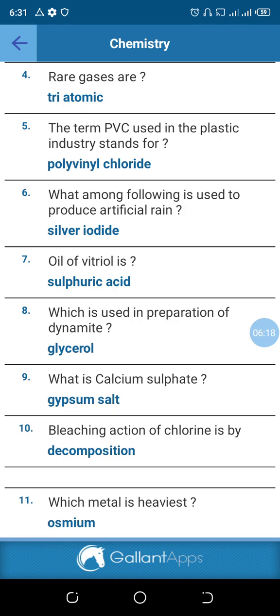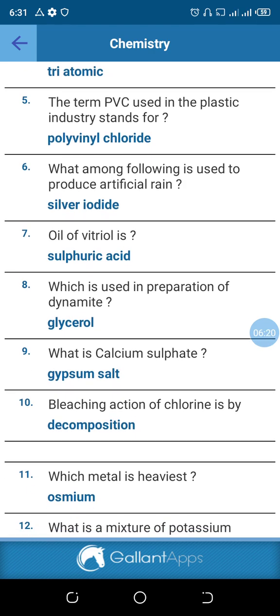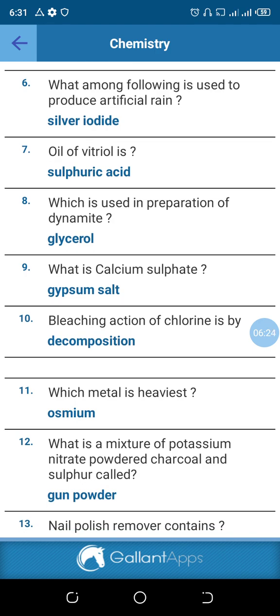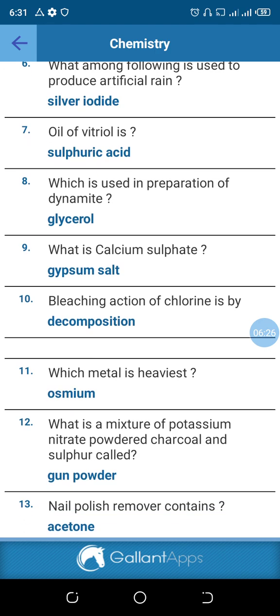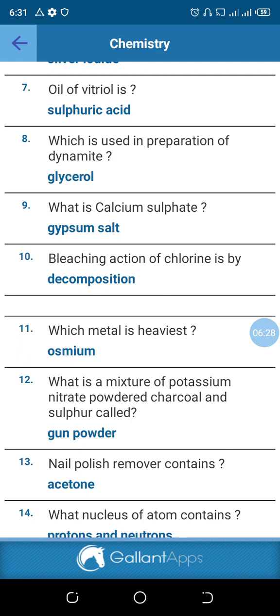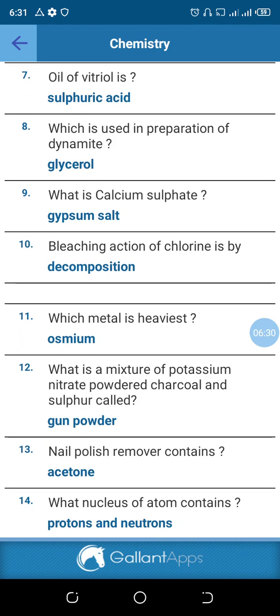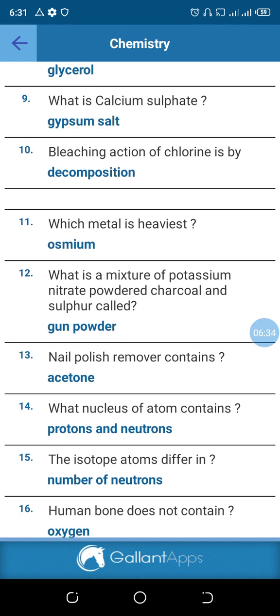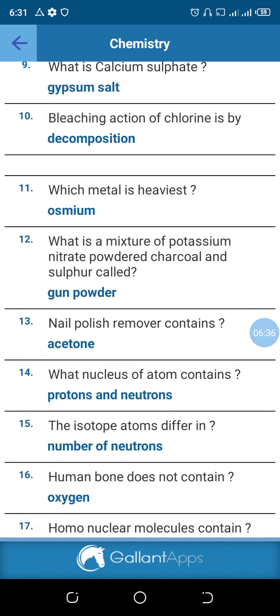What among following is used to produce artificial rain? Silver iodide. Oil of vitriol is sulfuric acid which is used in preparation of dynamite. Glycerol. What is the calcium sulfate? Gypsum salt. Bleaching action of chlorine is by decomposition.